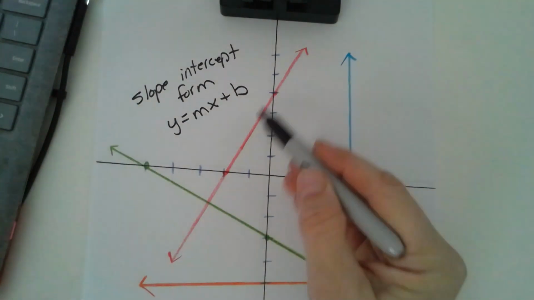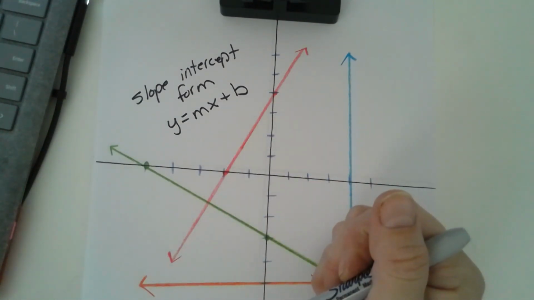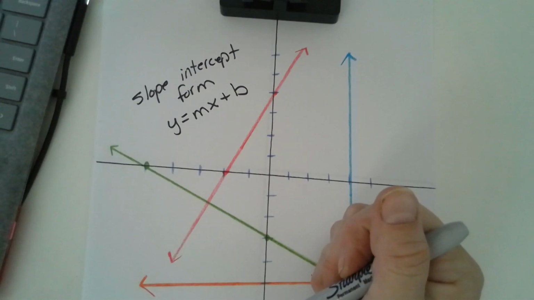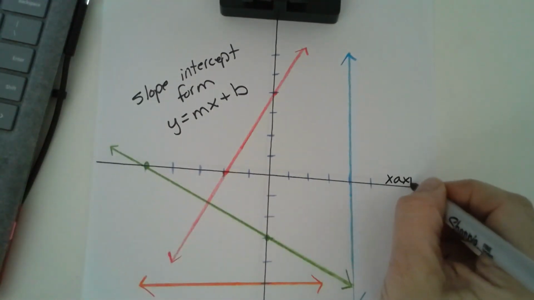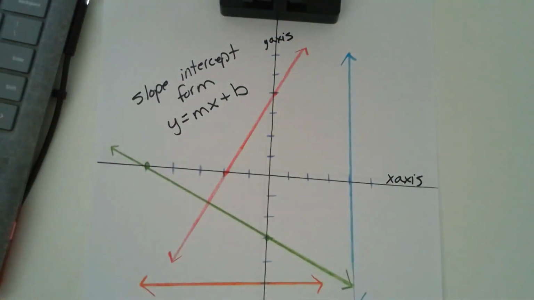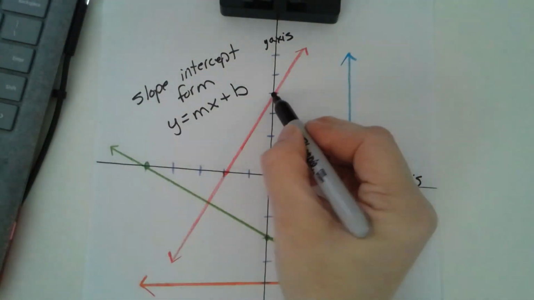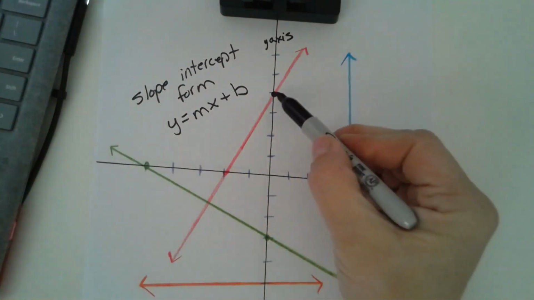So let's look at this red line right here. While looking at this graph, we need to be able to figure out what the slope and what the y-intercept is. Usually the easiest one to see is the y-intercept. Remember that this is the x-axis right here, and the up and down is the y-axis. So if you look at the y-axis and you find the point that the graph crosses the y-axis, that is the value of the y-intercept, because that graph intercepts the y-axis at that point.